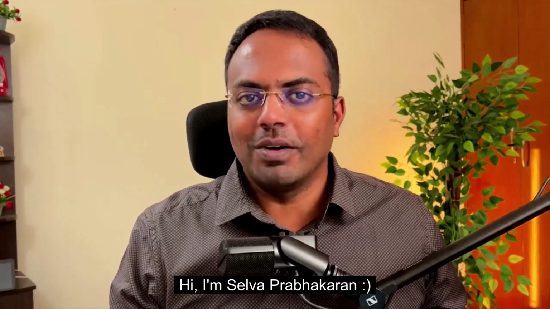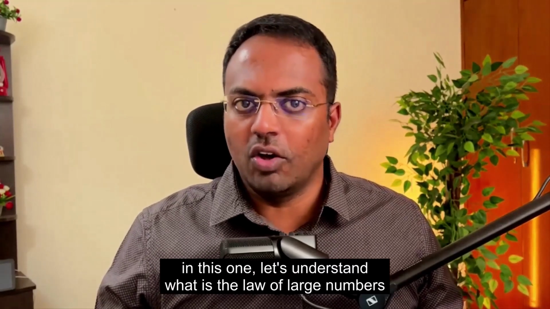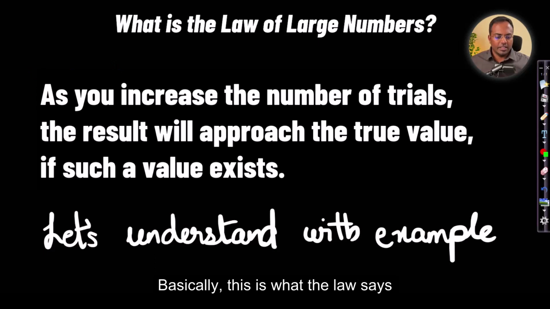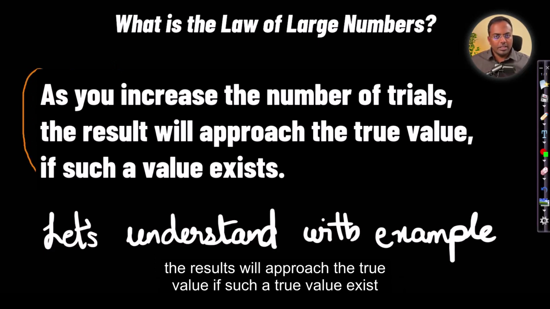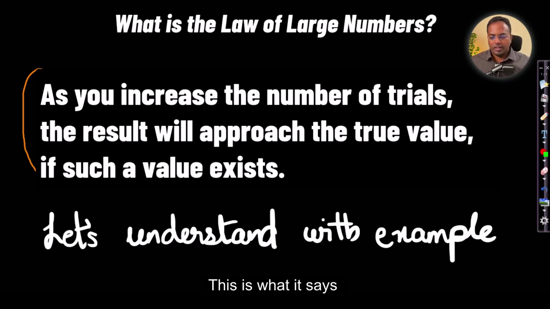Hi, I'm Selva Prabhakaran. In this one, let's understand what the law of large numbers is. Basically, this is what the law says: as you increase the number of trials, the results will approach the true value, if such a true value exists. This is what it says.